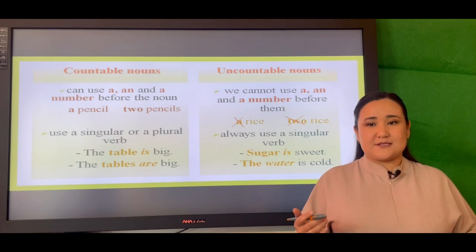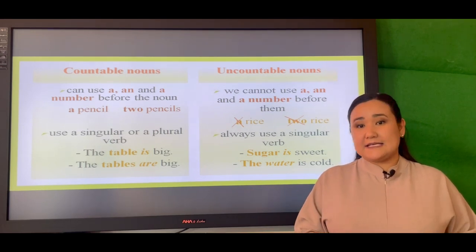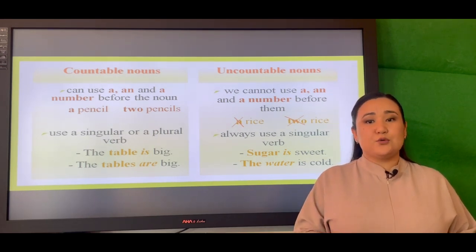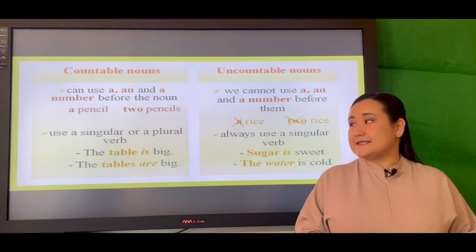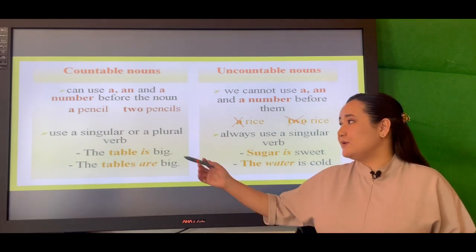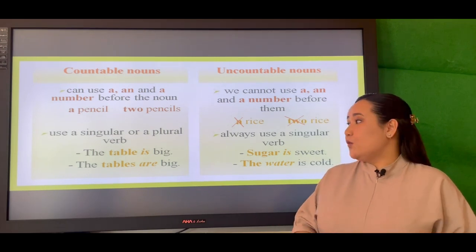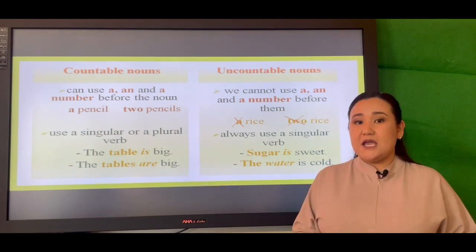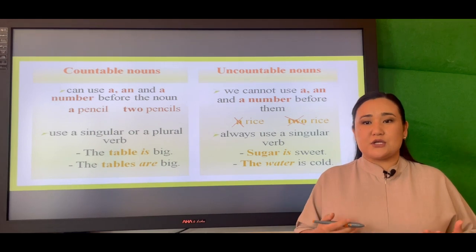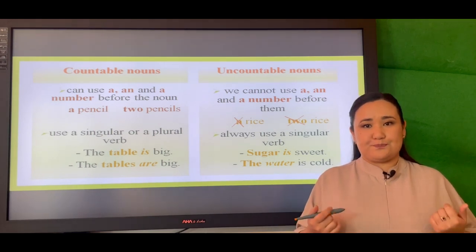It's not possible. Countable nouns can use a singular and a plural verb. For example, the table is big. Here table is singular, so we need a singular verb. Or the tables are big. Here tables are plural, so we need a plural verb.